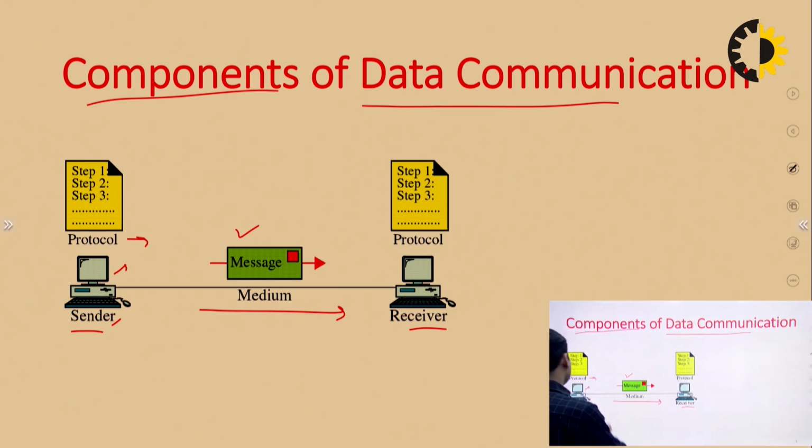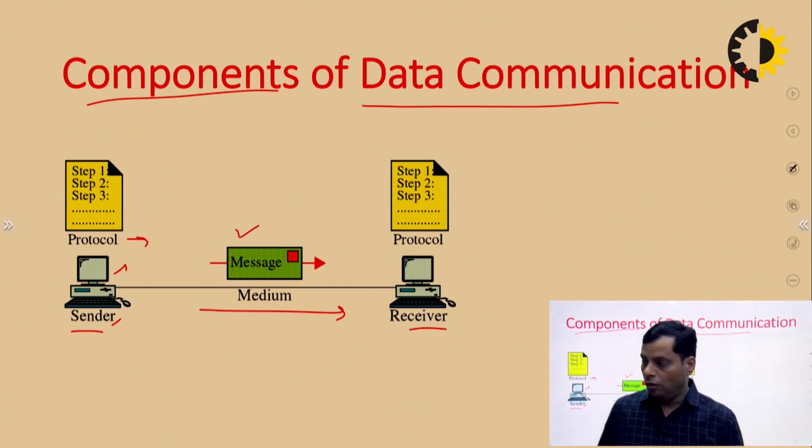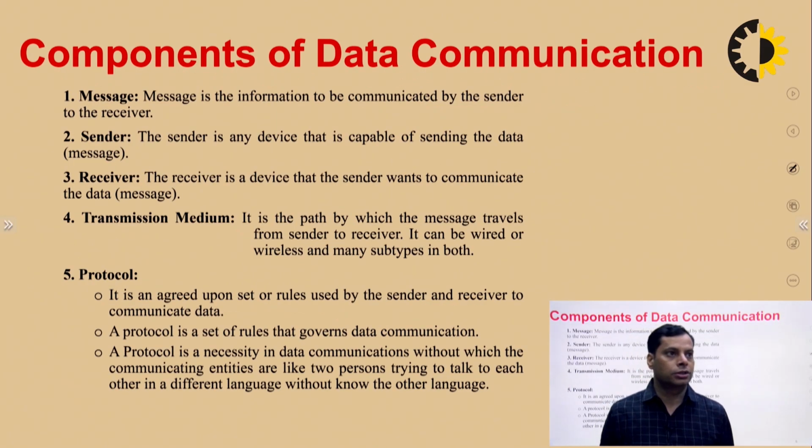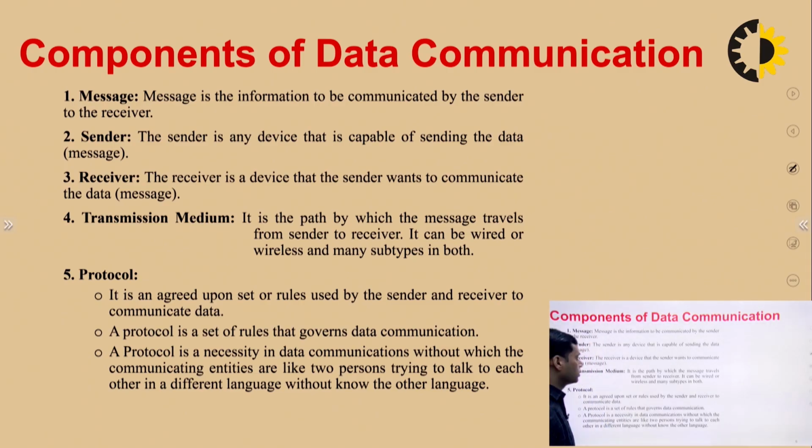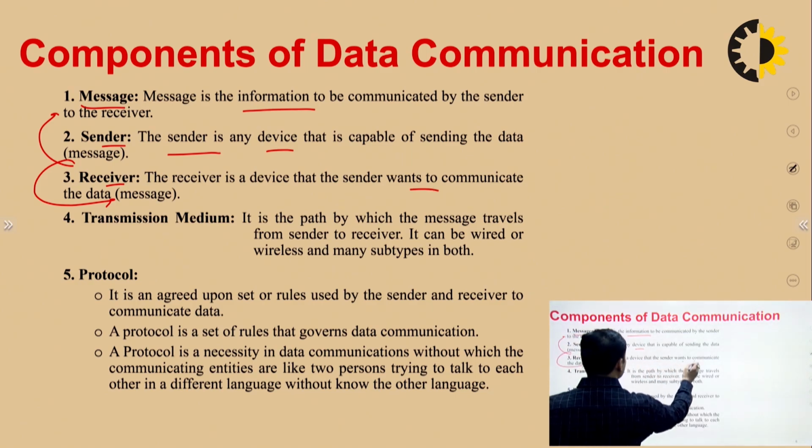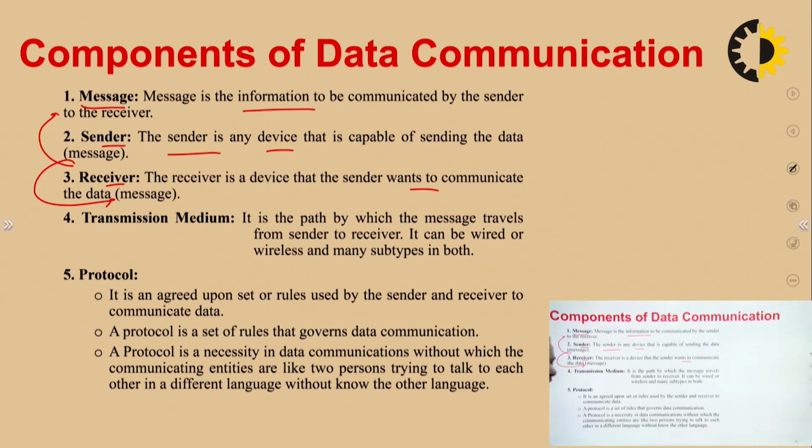Here, protocol, sender, message, medium and receiver are the basic components required for data communication. So what are these components? The first one is the message. The message is the information to be communicated by the sender to the receiver. The sender is any device that is capable of sending this message. The receiver is the one who will receive the transferred message. The receiver is a device that the sender wants to communicate data to, or to receive data transmitted by the sender.